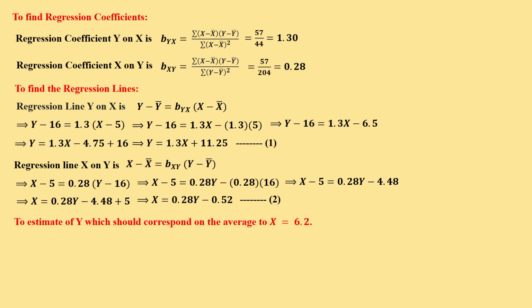When x is equal to 6.2, what is the value of y? Substitute x is equal to 6.2 in equation number 1. So y is equal to 1.3 into 6.2 plus 11.25, that is equal to 19.31.